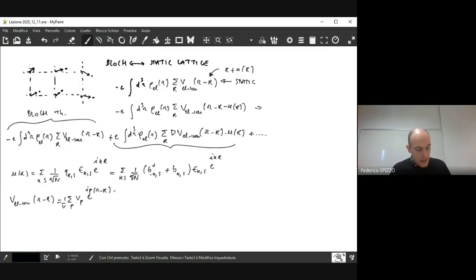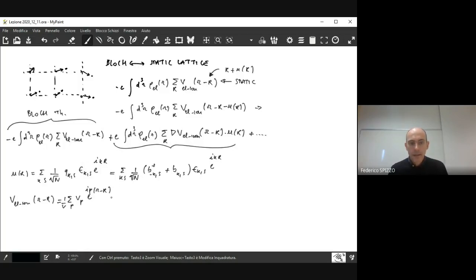Just to be clear, this wave vector K that we have here is a wave vector that describes a phonon. So the wave vectors of the phonon are defined in the first Brillouin zone, and the same will take place for electrons. So we may describe electrons and phonons just using wave vectors belonging to the first Brillouin zone.